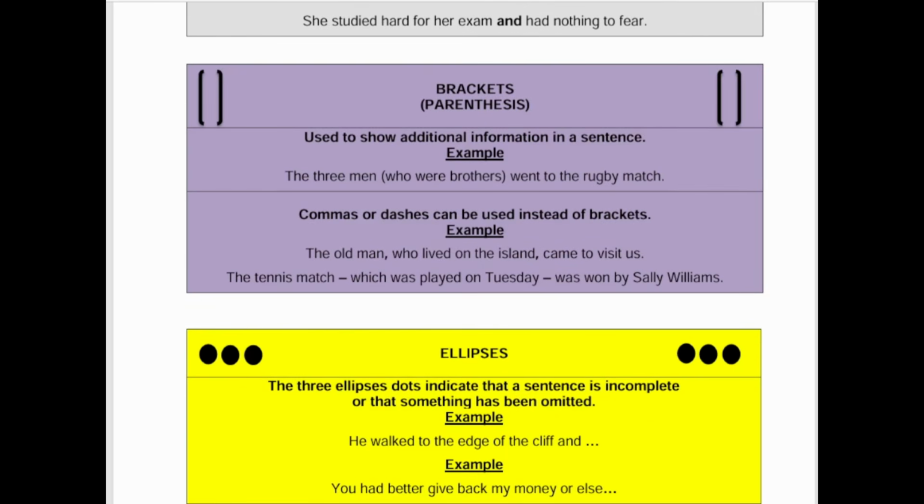Commas or dashes can be used instead of brackets. So you can also use dashes, or maybe you can also use commas. Example, the old man, who lived on the island, came to visit us. You can also decide to use the dashes. The tennis match, dash, which was played on Tuesday, dash, was won by Sally Williams. So you can see those dashes have been used to show additional information in a sentence.